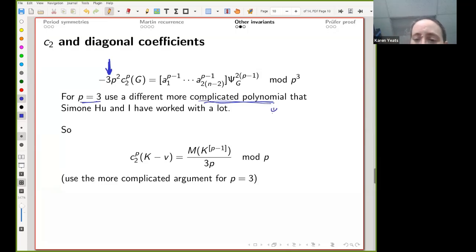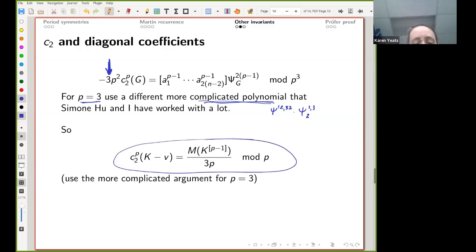So if you ever saw another talk of mine, and I was talking about something that looked like this, that's the polynomial I'm talking about, that particular product. But I'm not going to go into that guy today. Anyway, the consequence of this is C2 is expressible in terms of the diagonal coefficient. The diagonal coefficient satisfied that recurrence. And so since it satisfied that recurrence, it differed from the Martin invariant only by some normalization. And so C2 differs from Martin only by a normalization. And specifically, you get this formula down here.